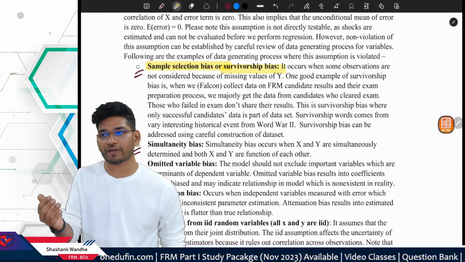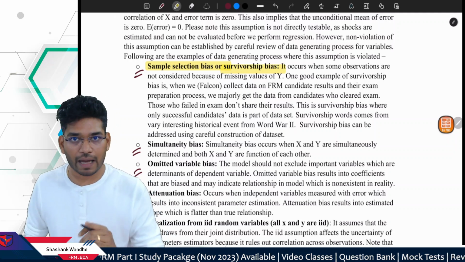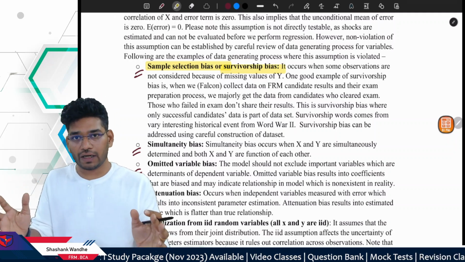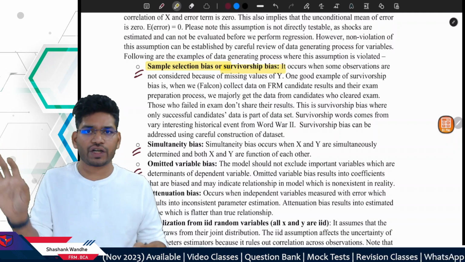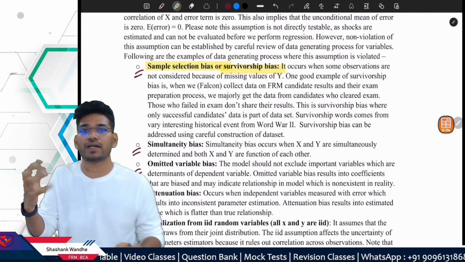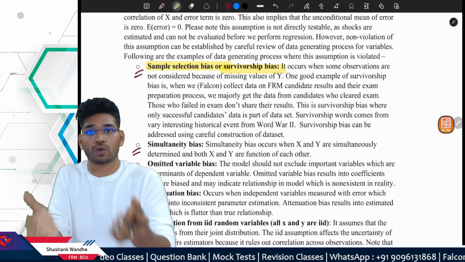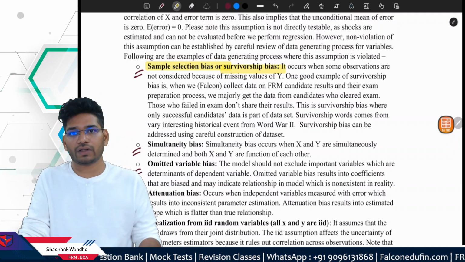Sample selection or survivorship bias means that whenever you are taking samples, you should not take only survivor samples. For example, say we are doing an analysis of the average returns produced by hedge funds in India. In that case, only surviving hedge funds generally report their returns, because we can't go to their office and ask for their returns. Whoever is performing well will report to us.